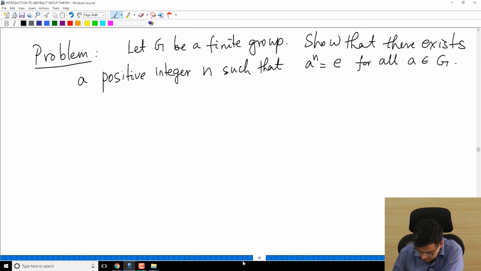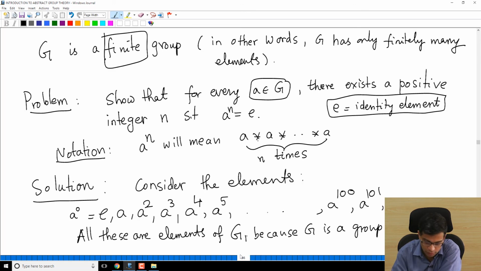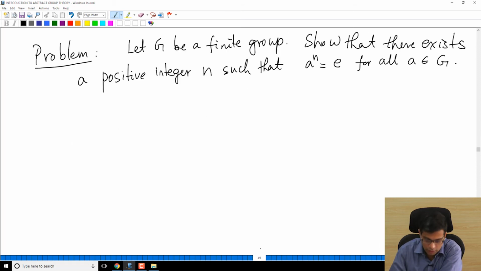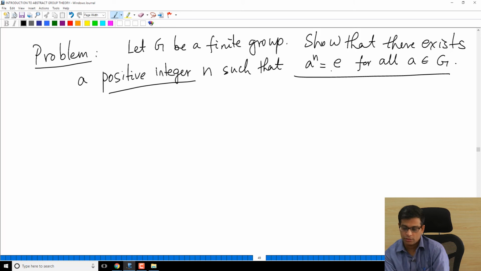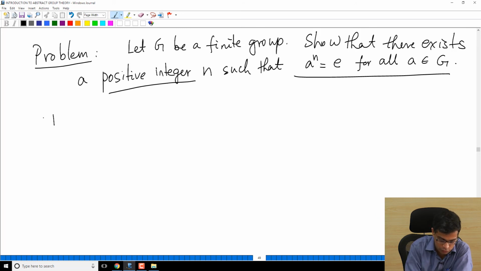What is the difference between this and the previous problem? Here I am asking you, show that for a given element a, there exists a positive integer n such that a power n is e. So, this n has to be chosen after I get a. So, it can depend on a. In the new problem, I am asking for an n which works for every element of G. So, n in particular should not depend on a, but this is now easy given that we have already solved the previous problem. So, solution.